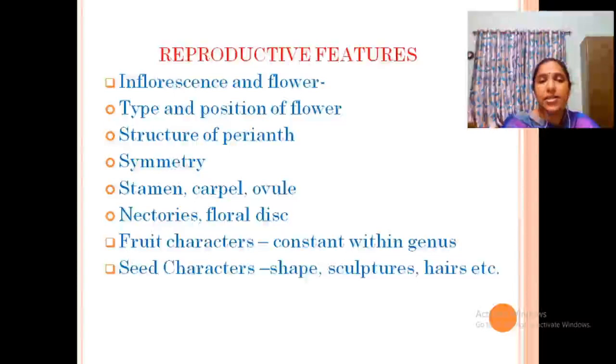nectaries, floral disc, then fruit characters and seed characters. Some of these characters are constant within a family or within a genus. For example, the leguminous family, Leguminosae or Fabaceae: the legume is the common fruit. Clear? Then another example is symmetry, the zygomorphy condition present in members of Papilionaceae, and the presence of nectaries or disc in Euphorbiaceae. So some are very unique to a particular family or particular genus.